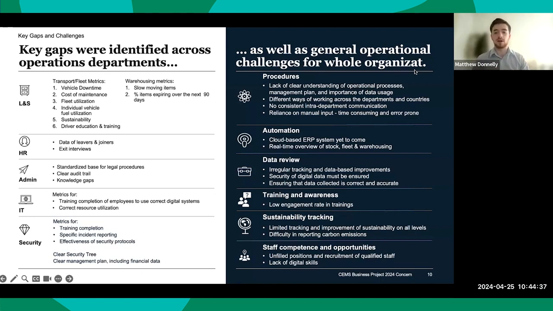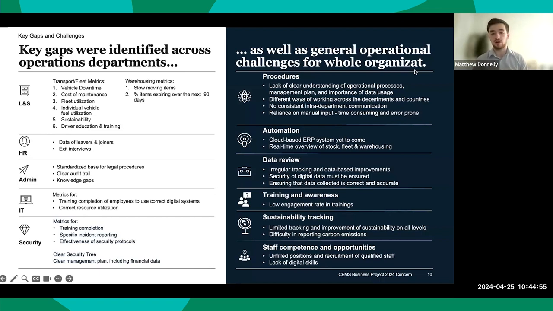As well as this, there are many different ways of working across the departments and countries, with no standardized, consistent interdepartment communication style. This can mean that people are coming at it from different angles and at different times, and that can just make the whole process a little bit more difficult.